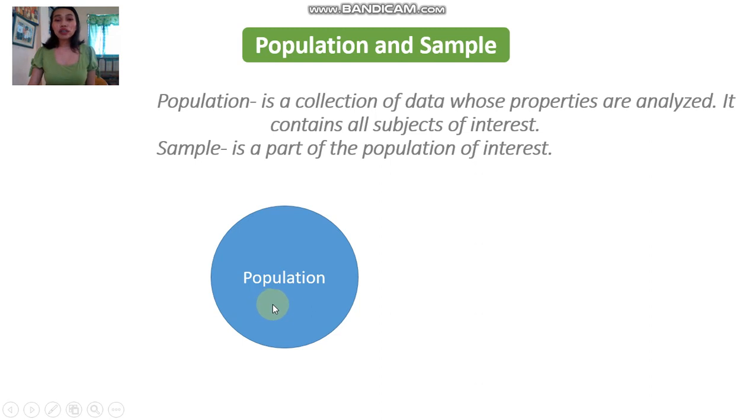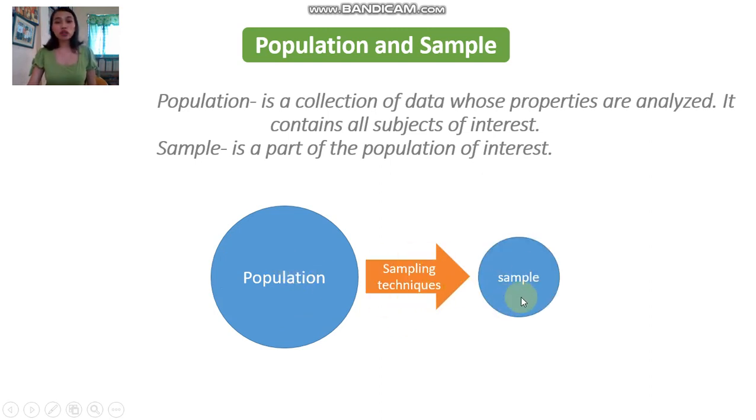An example is if you want to study the experiences of students in online classes, all students enrolled in the university, so that is the population. And you have your sampling technique to obtain your sample. An example is from all students of the university, you only ask 200 students. So the 200 students is the sample. The sample is part of the population.